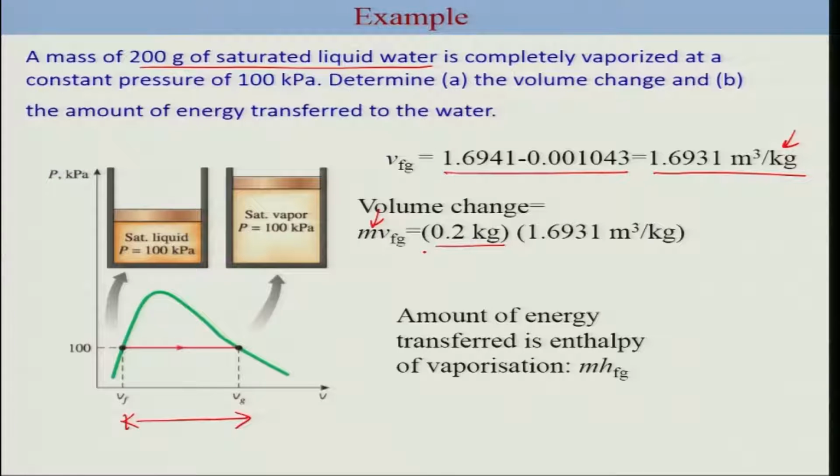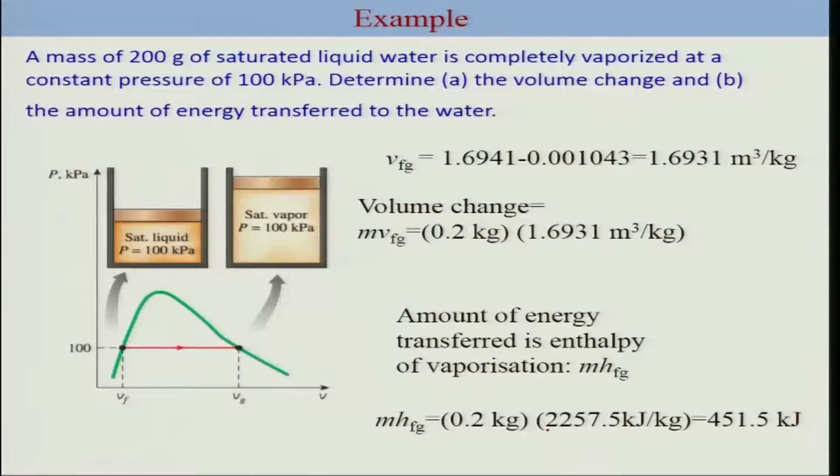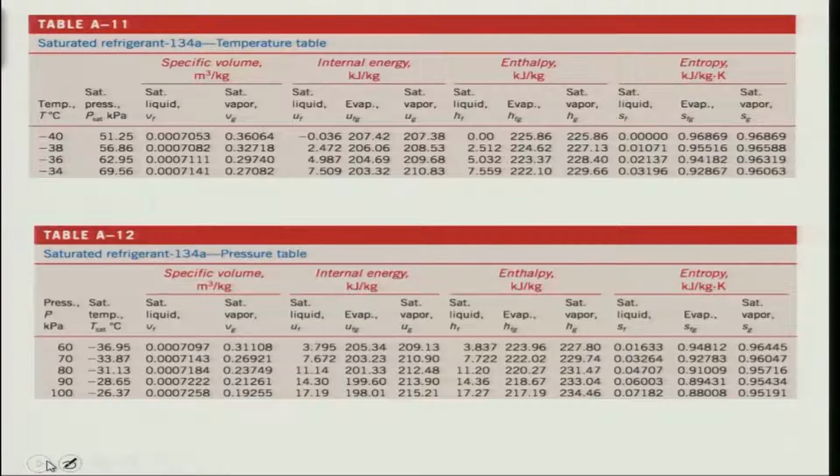What about the amount of energy transferred? On a similar line, you can first find the hfg, and then multiply by mass. Let's look again at the table here. For the corresponding 100 kilopascal, the hfg is given already. This is the evaporation enthalpy, and the value is already given to you. So we just take the value, multiply again by mass, and we get this value. That is how we calculate the total amount of energy transferred to the system in order to vaporize.